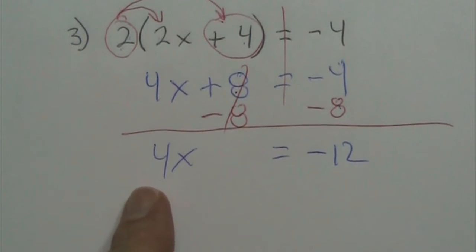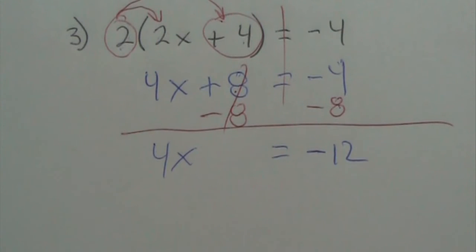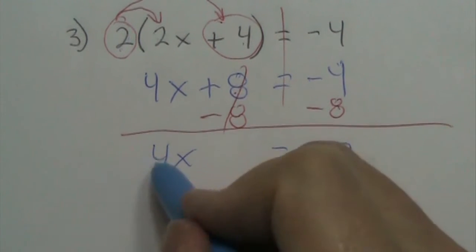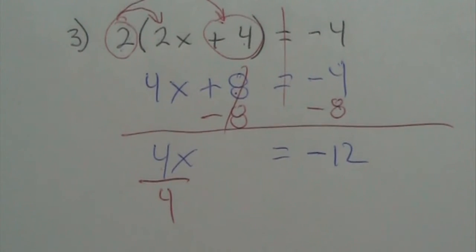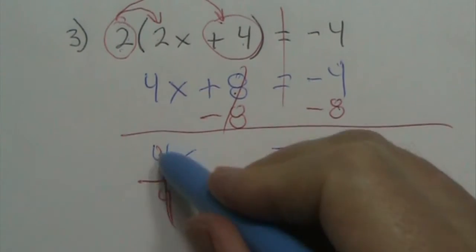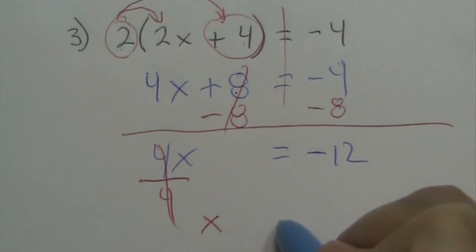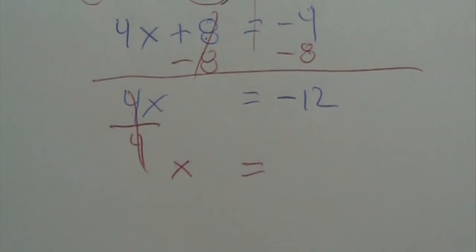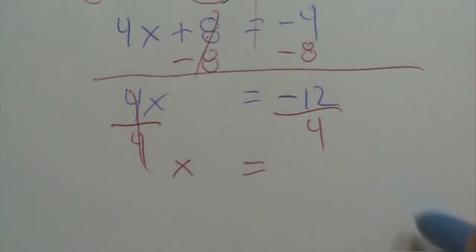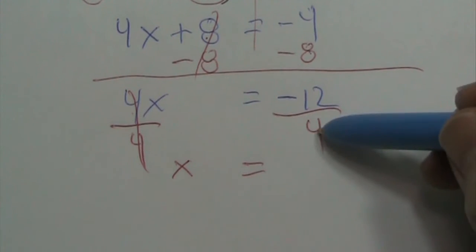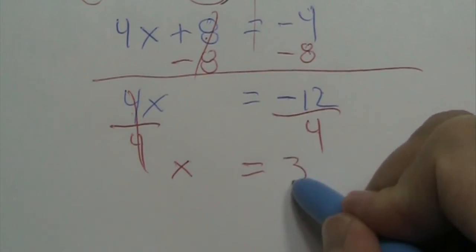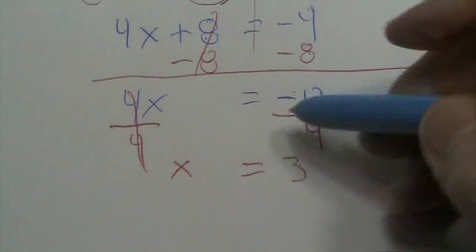Make that into a 1. That makes this into a 1. 4 divided by 4 is 1. It leaves you with just x. But you have to do the same to the other side. 4 goes into 12, 3, but there's one negative.